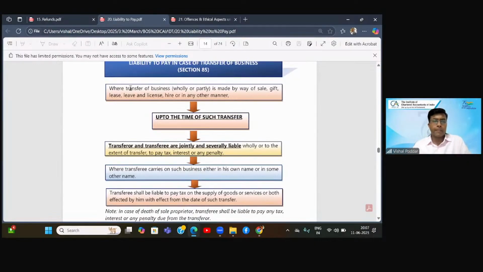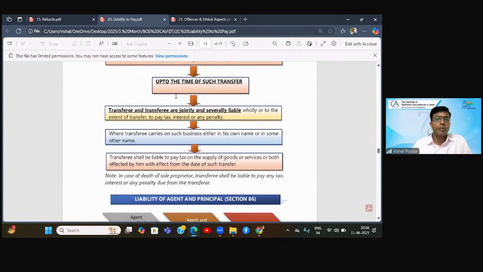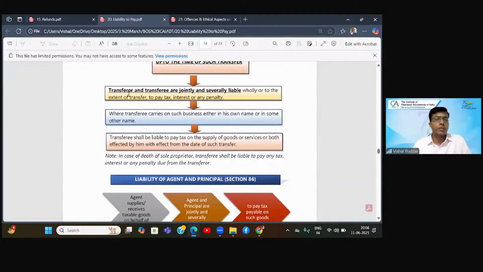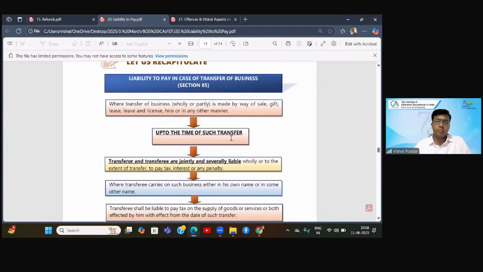Now, this is interesting, where either wholly or partly your business is transferred. How? By way of sale, gift, lease, license, etc., or in any other manner, up to the time of such transfer, the transferor and the transferee are jointly and severally liable wholly or to the extent of transfer to pay interest or any penalty. Where the transferee carries on such business either in his own name or in some other name, transferee shall be liable to pay tax on the supply of goods or service or both effected by him with effect from the date of such transfer. So, what is the first section saying?